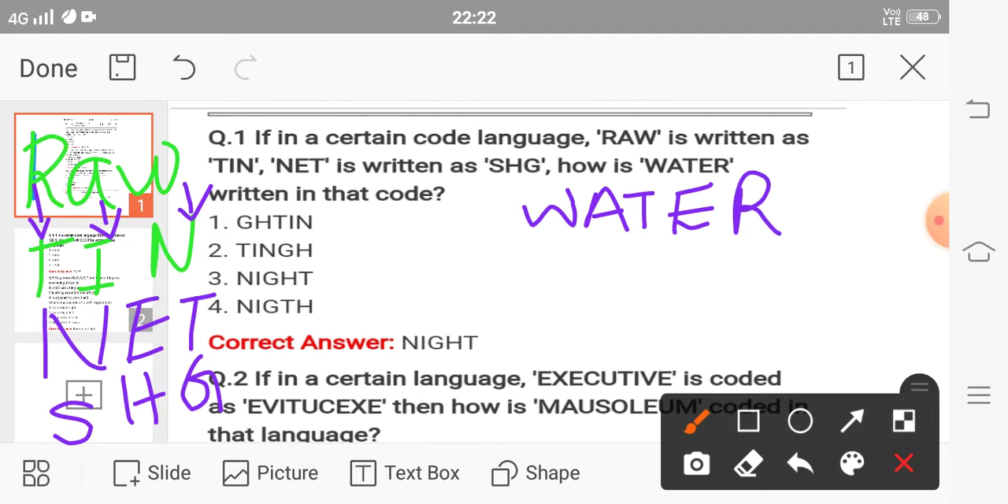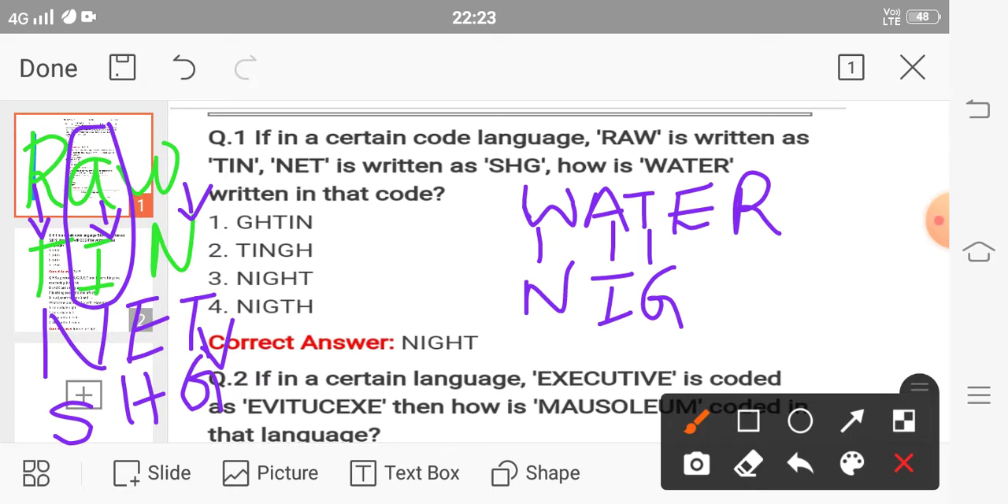In this word WATER, in W's place what is here? N. In A's place I. In T's place, where is T? Here in NET, in T's place G. In E's place H. In R's place here T. So the answer is NIGHT. The third one is correct.